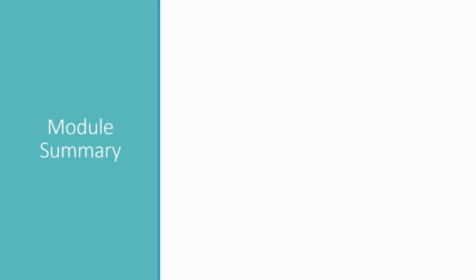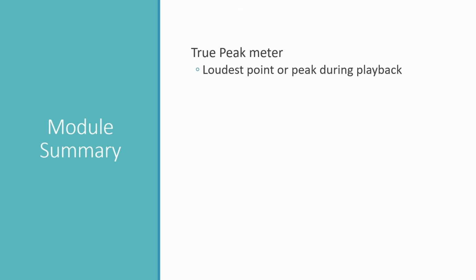So that brings us to the end of this module. In this module, we started off by looking at the true peak meter. This meter allows us to check what the loudest point or peak was during playback for the section that we played back, or if we play back the entire program, the maximum true peak level for the entire timeline. We also learned that the true peak meter takes into consideration the concept of inter-sample peaks, which is a way of measuring the true peak as if it's being converted from the digital to the analog signal and coming out of the speakers or headphones.